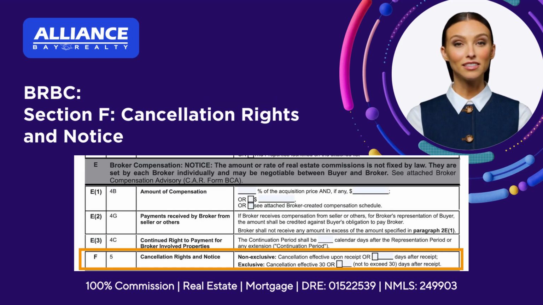Section F. Cancellation rights and notice. This explains how and when the buyer or broker can cancel the agreement and when that cancellation becomes effective. There are different rules for 1. Non-exclusive agreements. Cancellation usually becomes effective when notice is received or after a specified number of days you enter in the blank, depending on what you choose on the form. 2. Exclusive agreements. By default, cancellation is effective 30 days after notice is received, or a shorter period you can write in, but not more than 30 days.